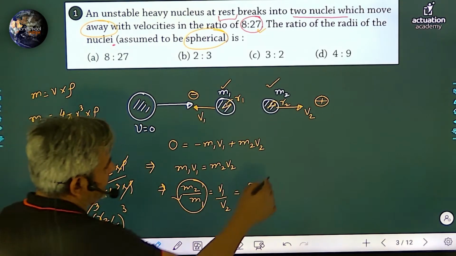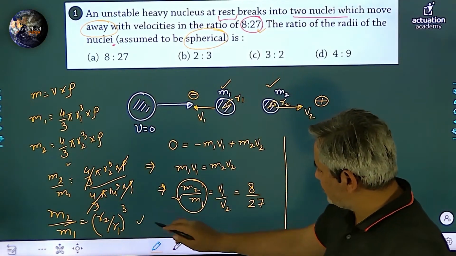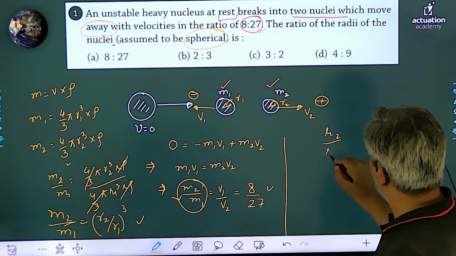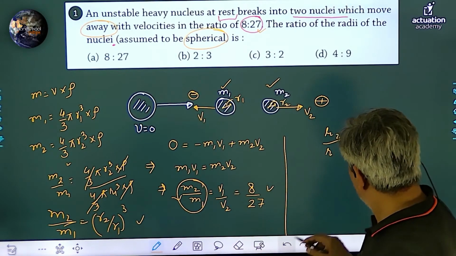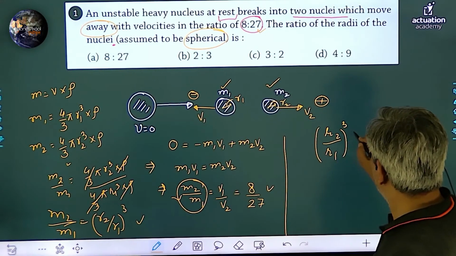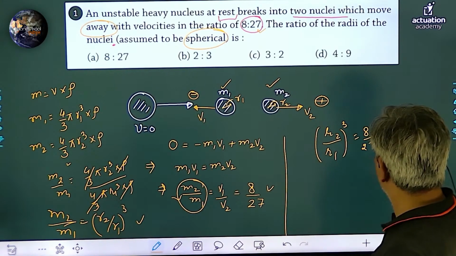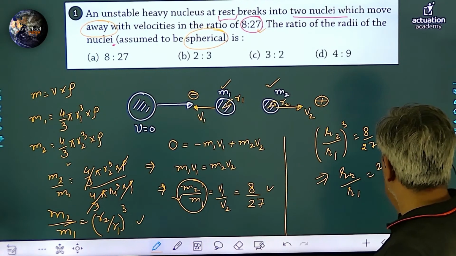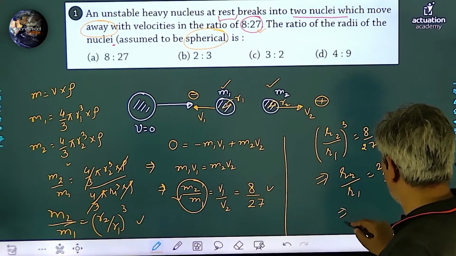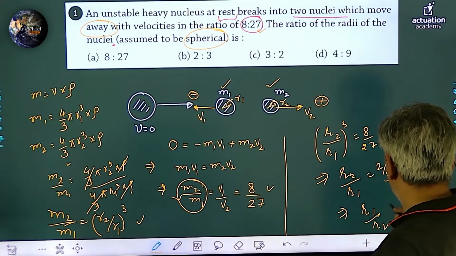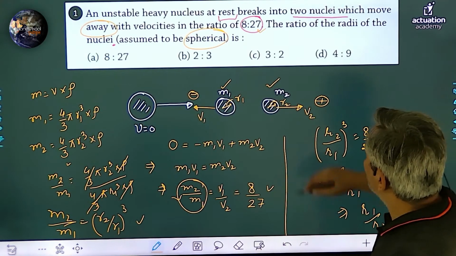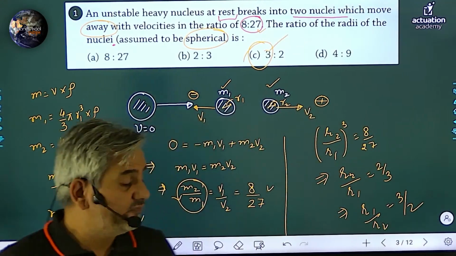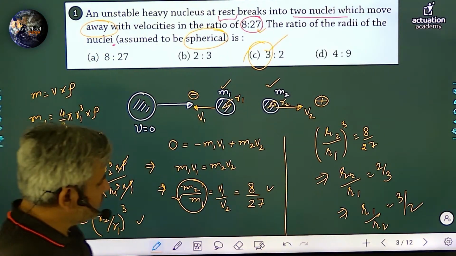Now from these two equations, we can write that R2 over R1 whole cube is equal to 8 by 27. This gives us R2 over R1 equal to 2 over 3, and the ratio R1 over R2 becomes 3 is to 2. So option C is the right option, 3 is to 2, which is the ratio of the radii. Now let's move to question number 2.